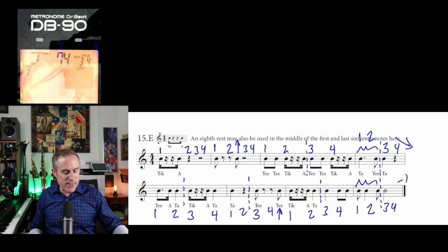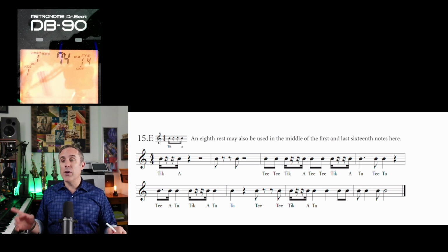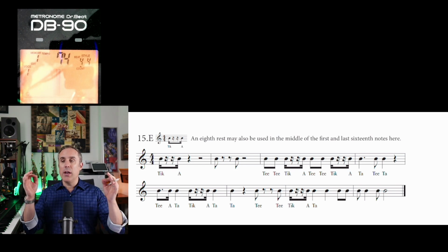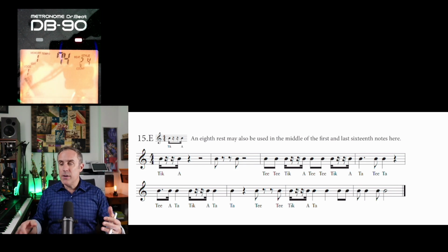Let's clear this ink so we can see the exercise a little more clearly, and let's count this off and perform it together. Here we go. 1, 2, ready, and Tik-A. T, T, T, T, Tik-A, T, T, Tik-A, ta, T, ta, T-A, ta, Tik-A, ta, ta, T, T, Tik-A, ta, ta, T, T, T, ta, T, ta.